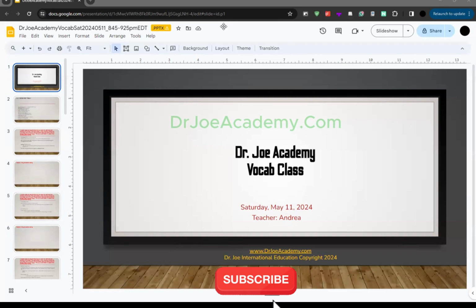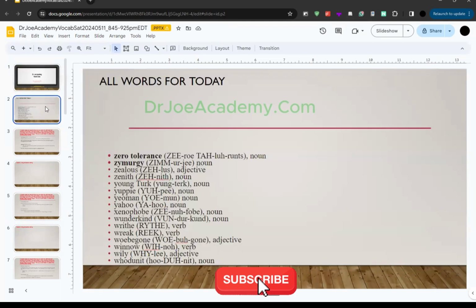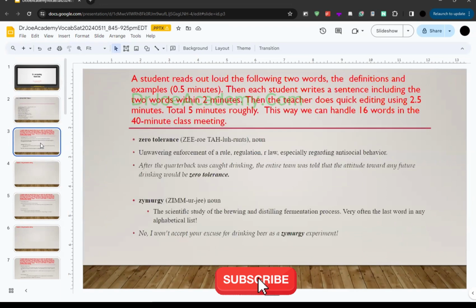So this week we're going to be going over some vocabulary words that your teacher has left us with for today, since I am going to be your supply teacher for this week. We're going to go over the words, some definitions, some example sentences, and then we're going to practice writing with the words on our own. So here is the list of vocab words for today. We're going to be going over them two at a time. So let's get started with our first two words, which are zero tolerance and zymurgy.